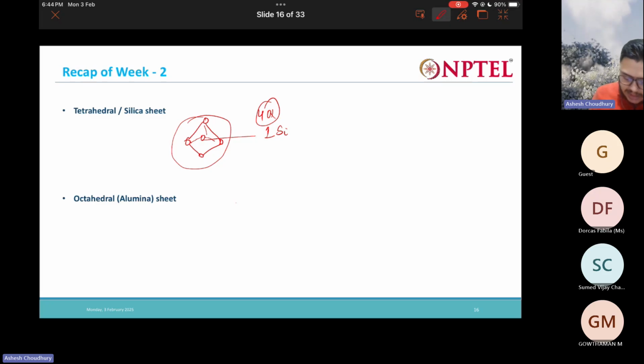And in the octahedral sheet we have six OH minus ions, and then we can have two types of metal ions in them. If we have an aluminium ion, then it is called gibbsite, and if we have a magnesium ion, it is called brucite, I think. I forgot the name, just check it once. I cannot recall.